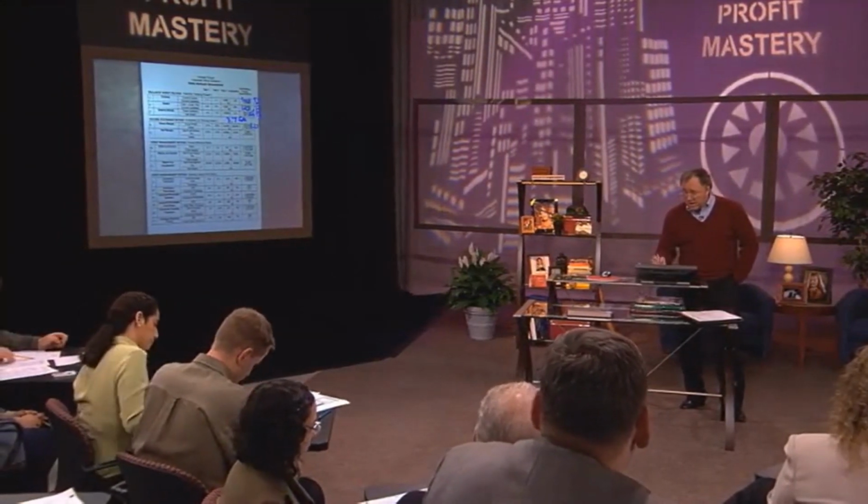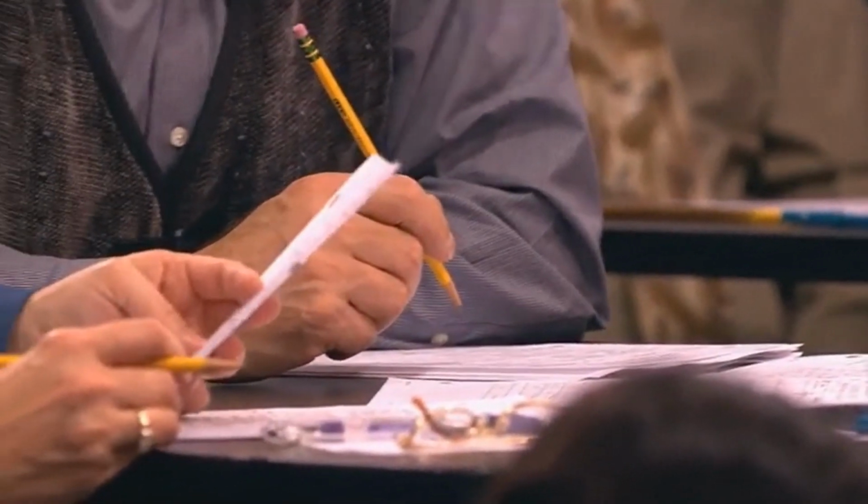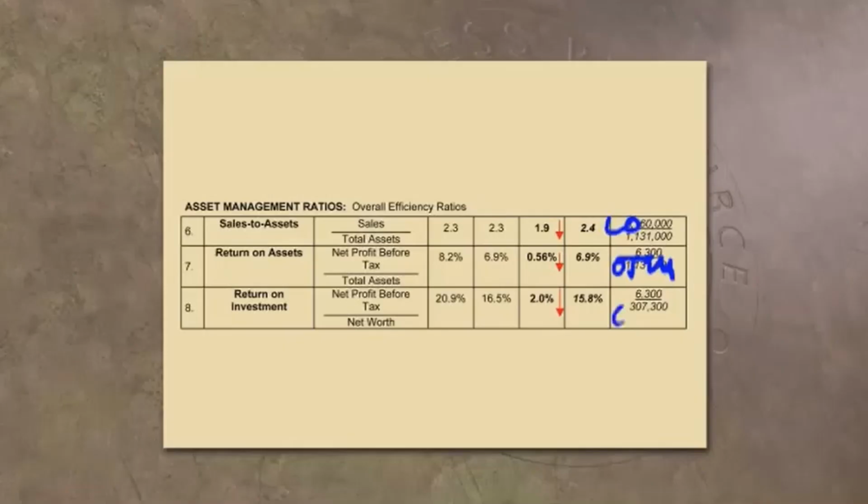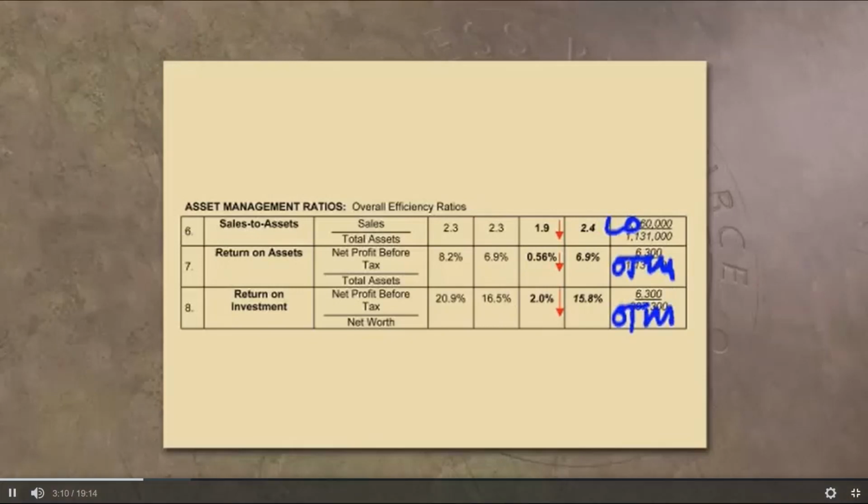Net margin, trend down, and is he high or low? Very low. I would say he's off the map. He has succeeded in practically eliminating any profit. Sales to assets, the efficiency of his assets in producing sales, high or low? Low by 50 cents for every dollar, isn't that right? 1.9, $1.90 to $2.40. ROA, he's getting 0.56. The brothers are getting 6.9%. He's off the map again, and we know that because his profits are almost nil, aren't they? ROI, same thing, off the map because we know he's so low.